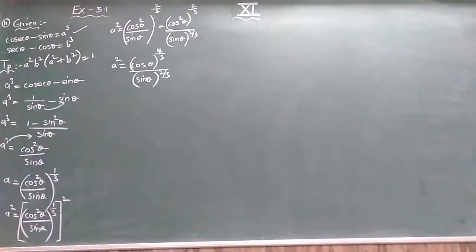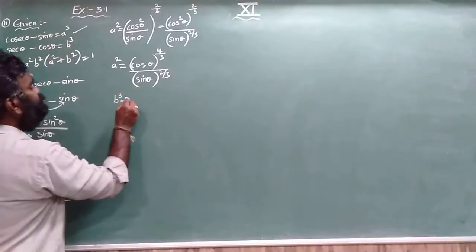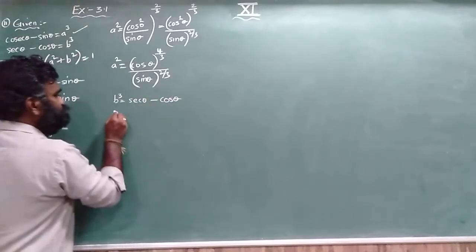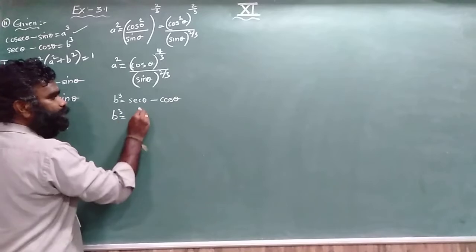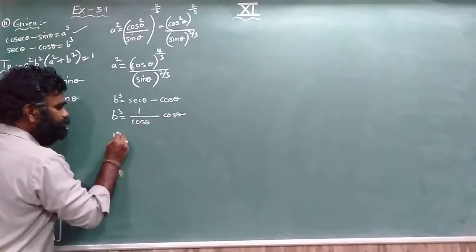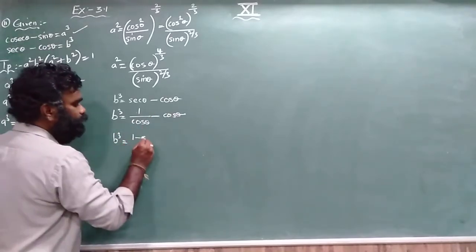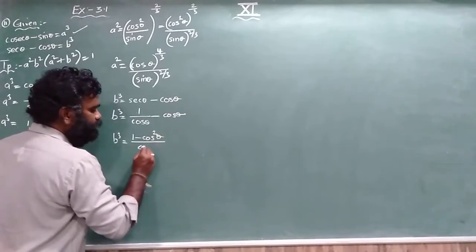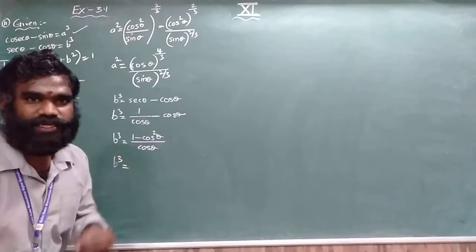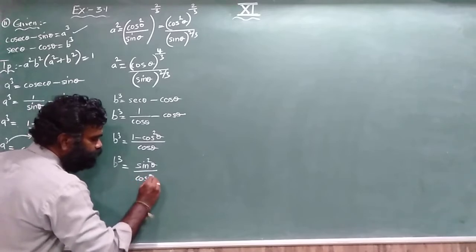Next I need to find b square. How can I write it? Take b cube. B cube is nothing but secant theta minus cos theta. So b cube is equal to, I am going to write secant theta as 1 by cos theta minus cos theta. B cube is equal to, cross multiply, cos into cos is cos square theta, 1 minus cos square theta divided by cos theta. What is 1 minus cos square theta? Sin square theta. So b cube is sin square theta divided by cos theta.